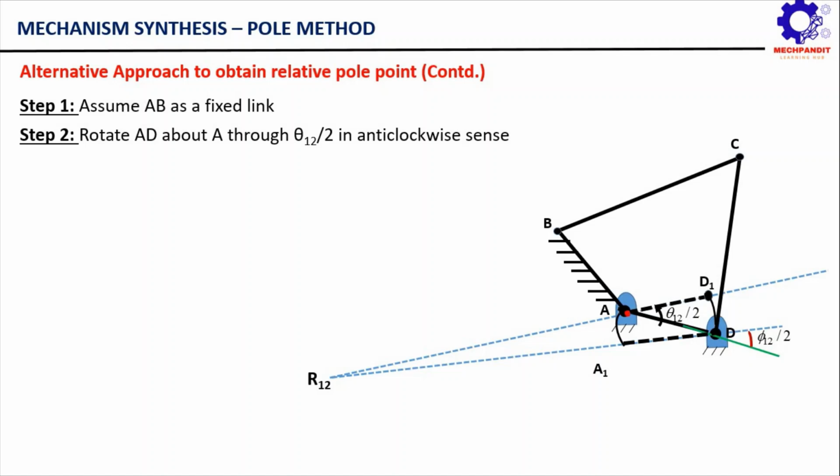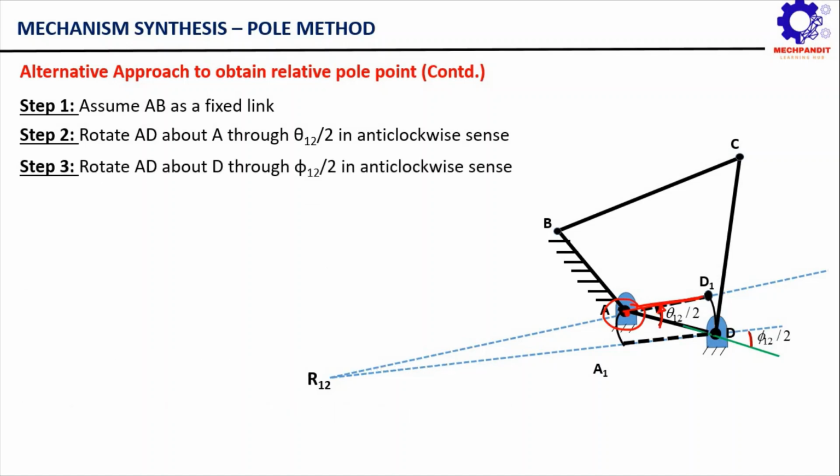Now you can see again what I am going to do. I am going to obtain the relative pole point only. However, I am following an alternative approach, and we did some calculations before. Now let us see how these calculations are useful. What we are doing first is simply rotating this link AD about which point? About this point A through theta 12 by 2 in the anti-clockwise sense. So this link AD gets rotated to a new position AD1 through what angle? Through angle theta 12 by 2.